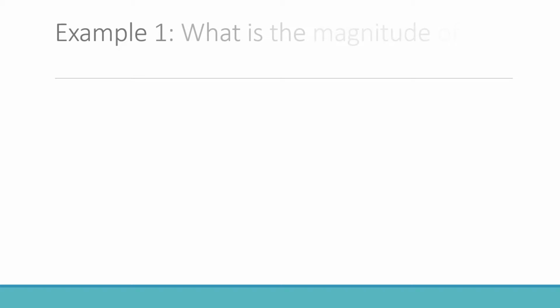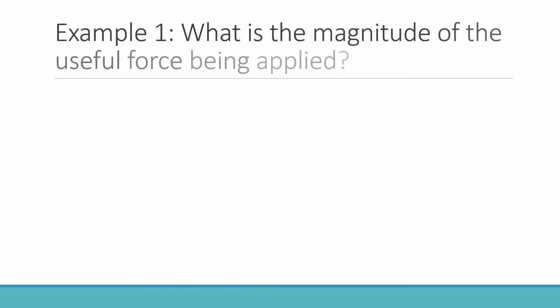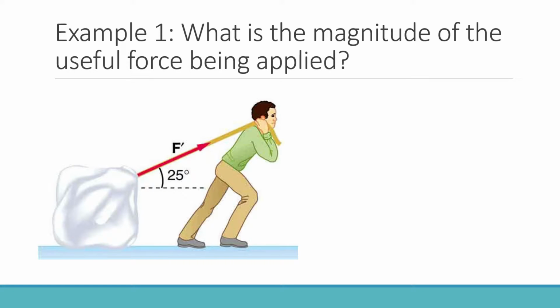All right, so here's the first example. Here, we want to know what is the magnitude of the useful force that's being applied in this particular situation. Notice that the person pulling the block of ice is applying a force at an angle of 25 degrees. And notice I haven't put any numbers in for the force, and that's okay because we don't actually need to know. We just need to know what is the magnitude of the useful force. If we can do this without numbers, then we can do it with numbers later on.